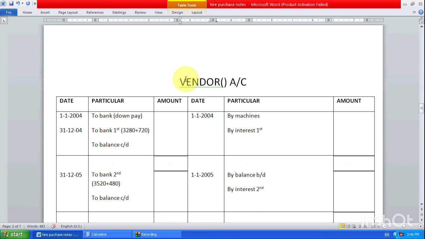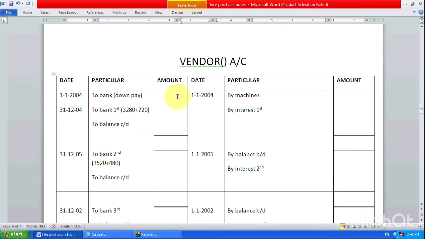Okay, now go to the vendor account. First write the date here. How much is the machine value? 14,600 is the machine value, and the date is 1st July 2000. By mistake I had taken another date. It is 1st July 2000. Make it 2000.